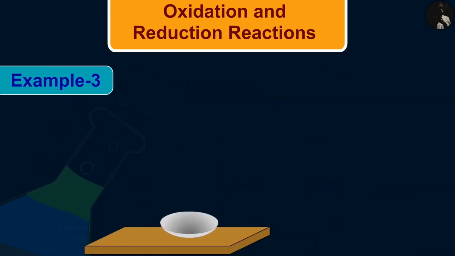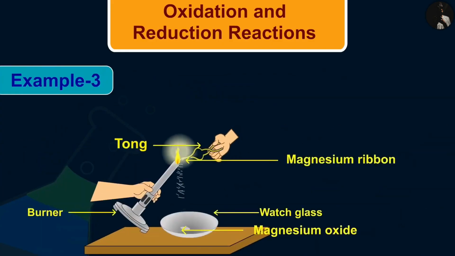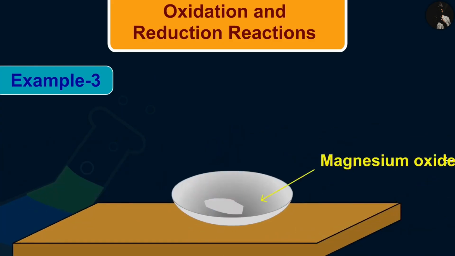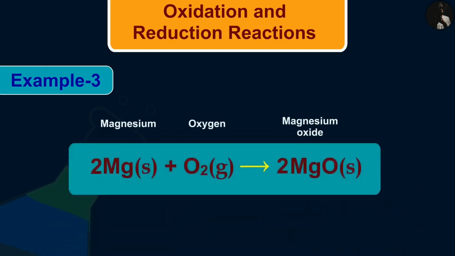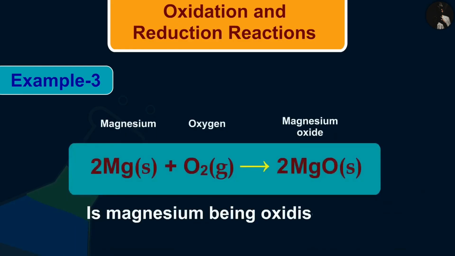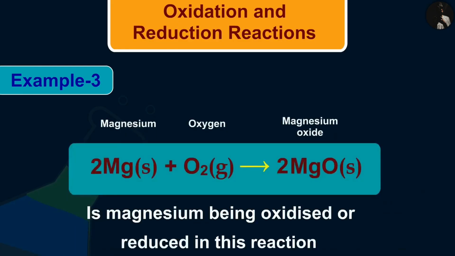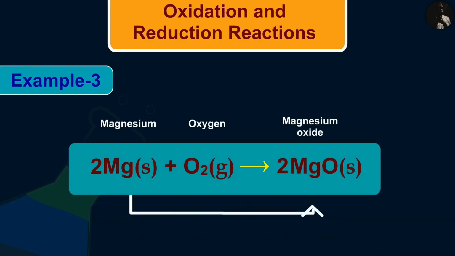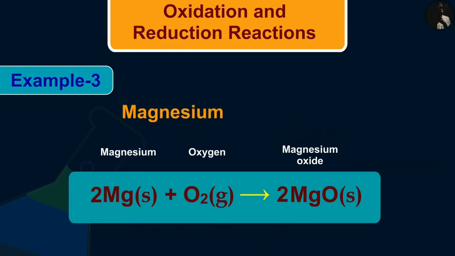In the third example, burn the magnesium ribbon in a bright flame. The white substance magnesium oxide is formed when magnesium is combusted. Is magnesium being oxidized or reduced in this reaction? Yes, because oxygen is increasing in magnesium, we can say that magnesium is oxidized.